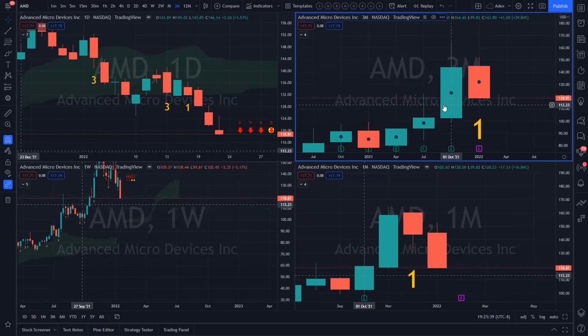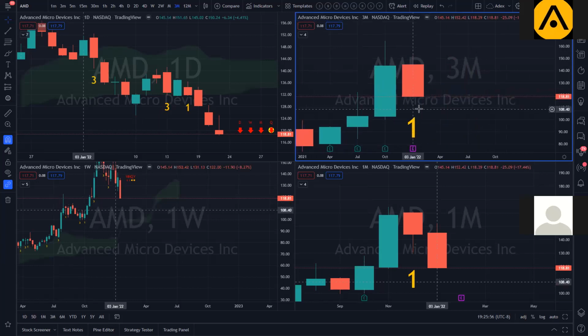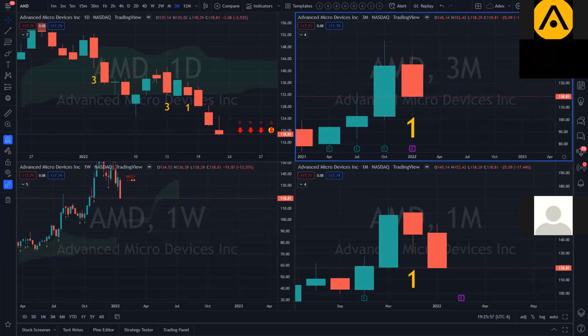Okay, so I talk about these pivots, right? And the reason why I talk about these pivots is that you're going to see market participation occur at these pivots. Let's draw these pivots out first, and then you can probably get a better visualization of what I actually am talking about.